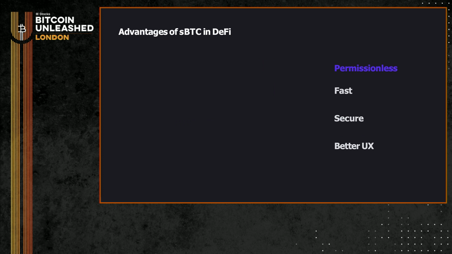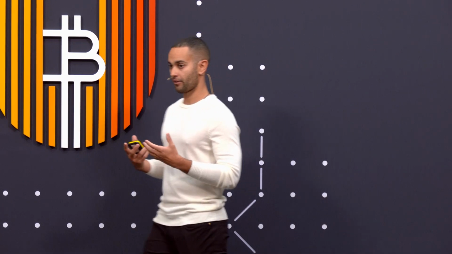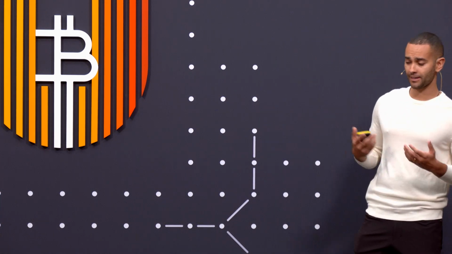So here's some of the advantages of using sBTC in DeFi and what you can expect. First of all, it is permissionless. This is different than the vast majority of other Bitcoin-backed assets that are on the market, which use a federated multi-sig model where there's a very closed group of users that are responsible for managing the peg in and peg out of the Bitcoin to the sidechain. sBTC is called an open membership model. It means that anyone can participate in validating the sBTC peg in and peg out transactions. So it is open and permissionless.